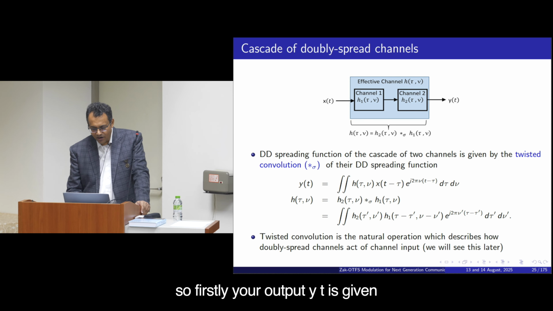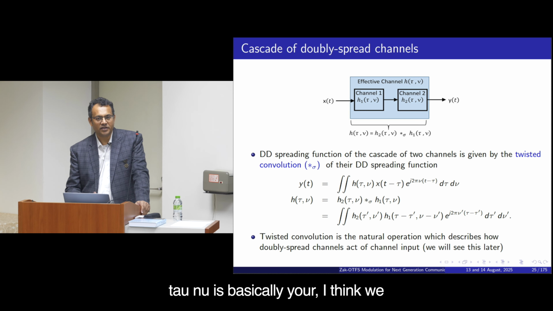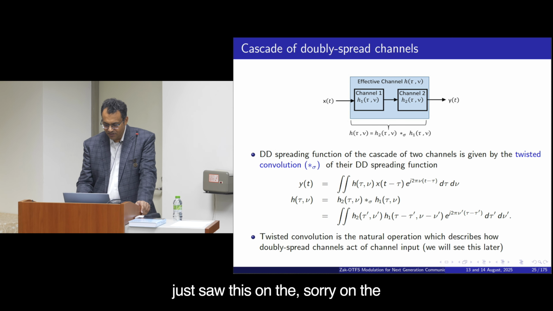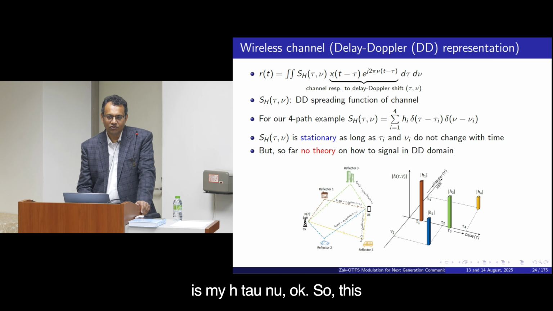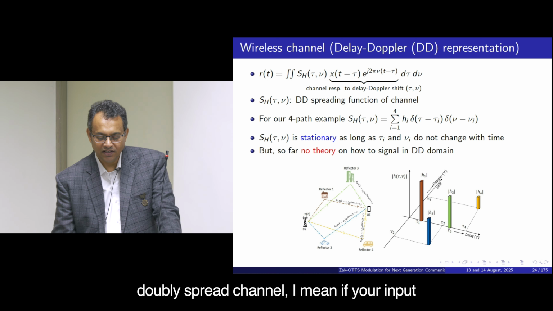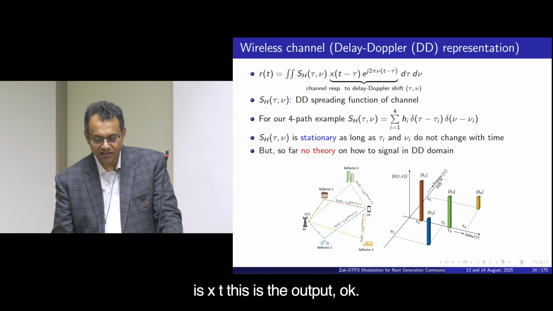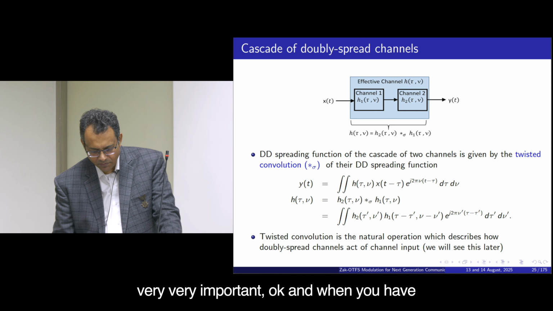Firstly, your output y(t) is given by this expression here. This is the input output relation, where this h(tau, nu) is basically what we just saw on the previous slide. So this is the channel model. When you have a doubly spread channel, if your input is x(t), this is the output. We need to remember this equation, it is very, very important.